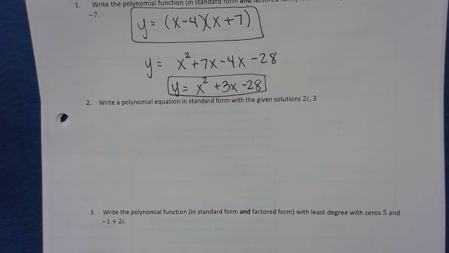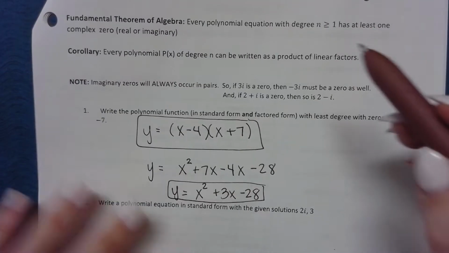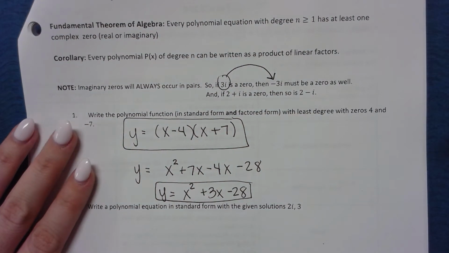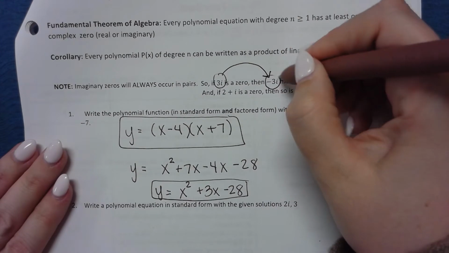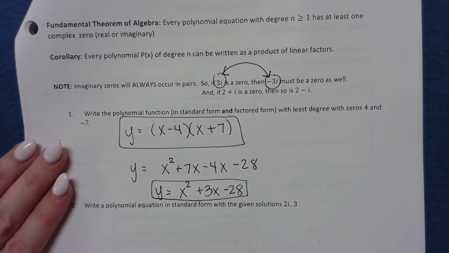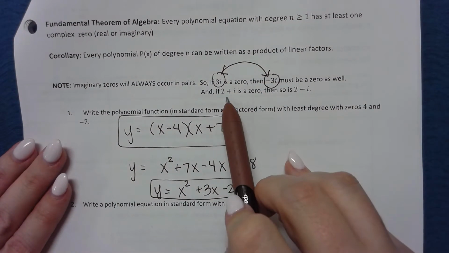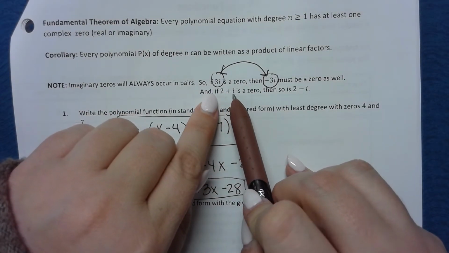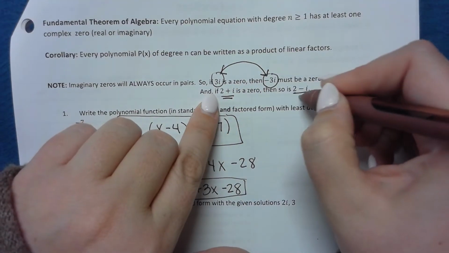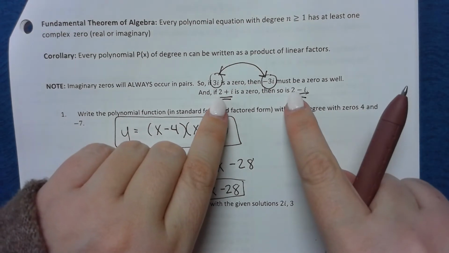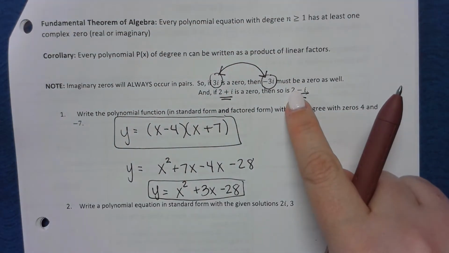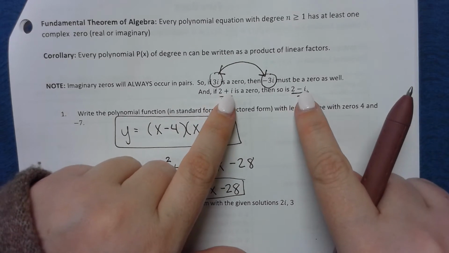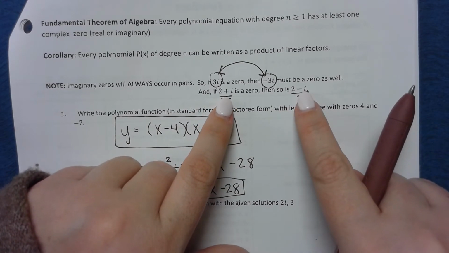However, whenever we have an i, they always come in pairs. So if we have 3i, we also have negative 3i, and vice versa. If we have negative 3i, then we have positive 3i. Same thing when we have complex numbers like 2 plus i, we also have 2 minus i. Notice the first number, the real number, is not what's changing. The real part is staying the same. The imaginary part is what's changing from positive to negative.